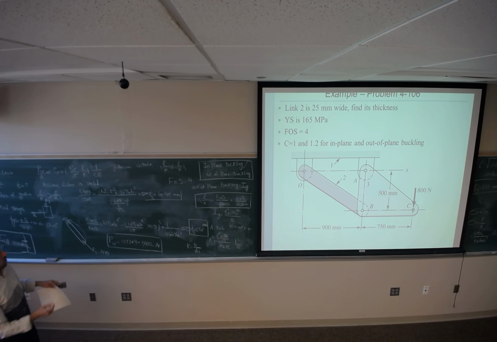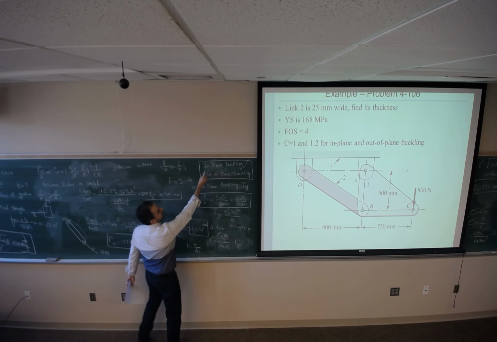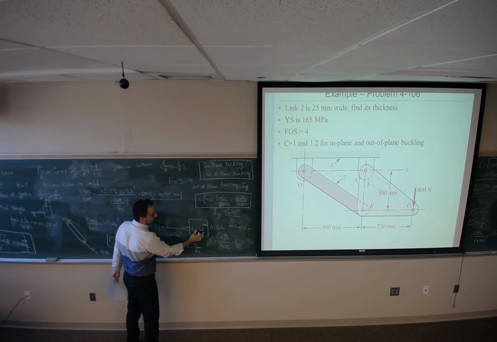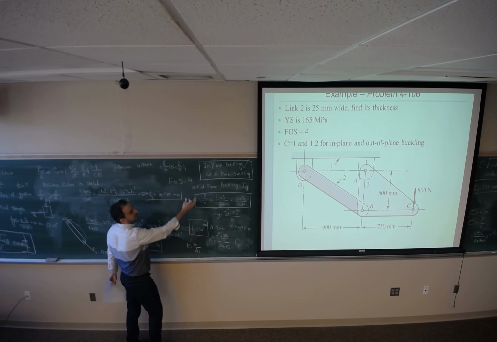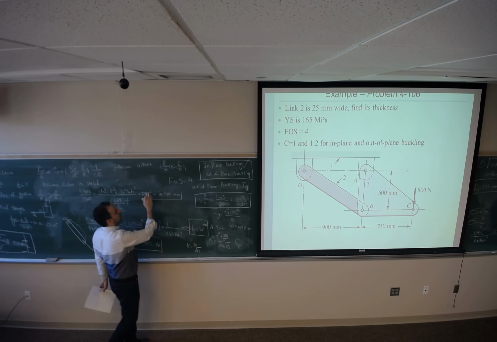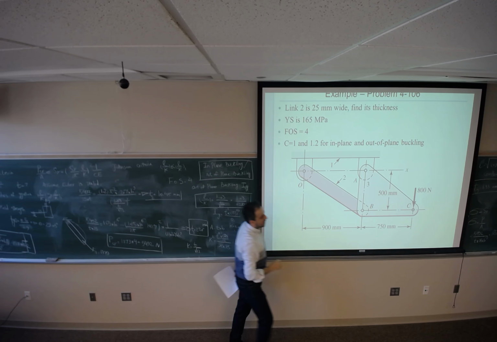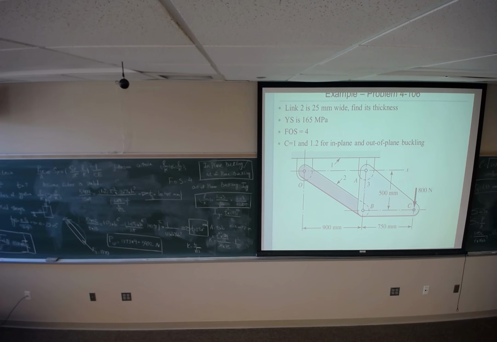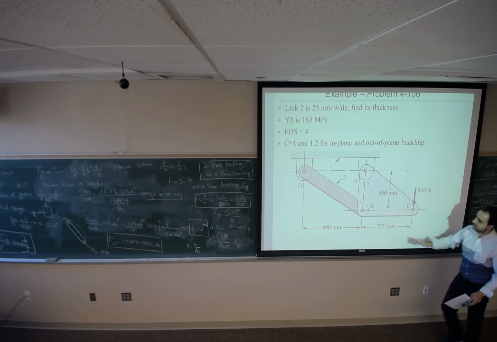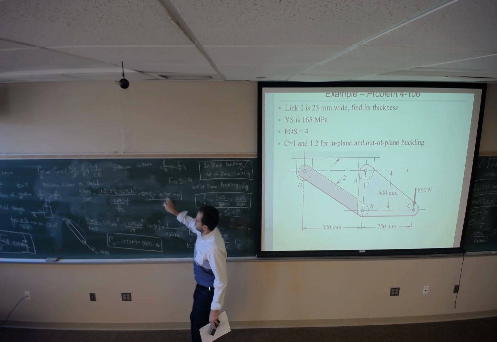So if you want to avoid in-plane buckling, the thickness T1 should be greater than 2.26. If you want to avoid out-of-plane buckling, it should be greater than 10.46. And if you want to avoid yielding, it should be greater than 1.33. So we pick the maximum of T1, T2, and T3, which is 10.46 millimeters. So the thickness of this bar should be greater than 10.45.